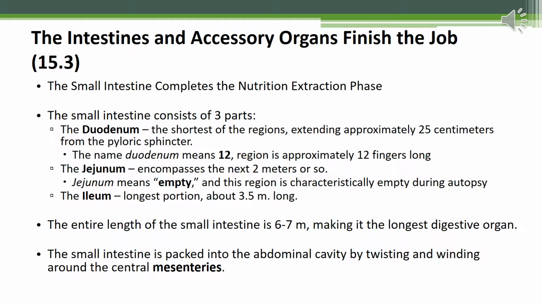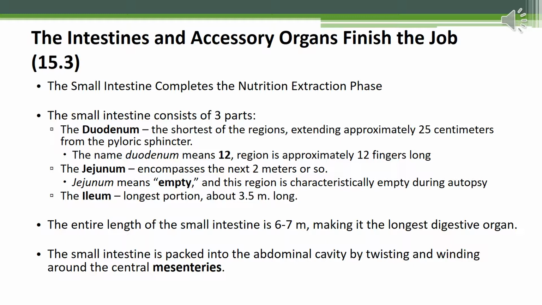So the small intestine consists of three parts. First, there's the duodenum, which is the region connected directly to the stomach, and it's the shortest of all three regions, extending approximately 25 centimeters from the pyloric sphincter. It's called the duodenum because the word duodenum means 12, and this is because the region is approximately 12 fingers long. Next is the jejunum, which encompasses the next 2 meters or 6 feet or so.